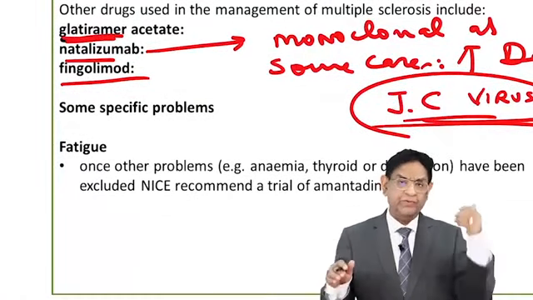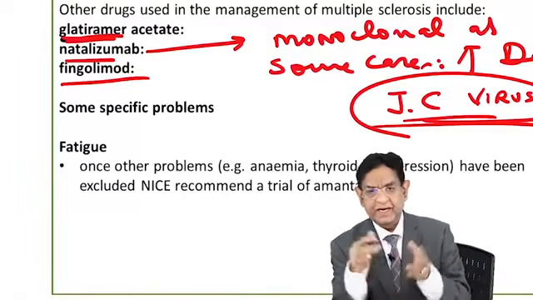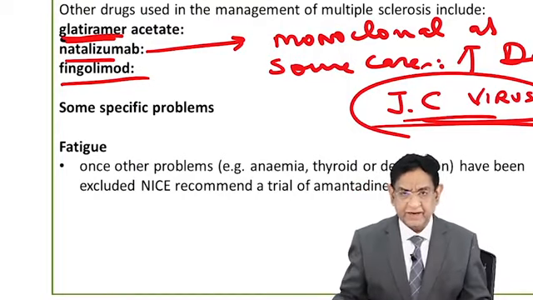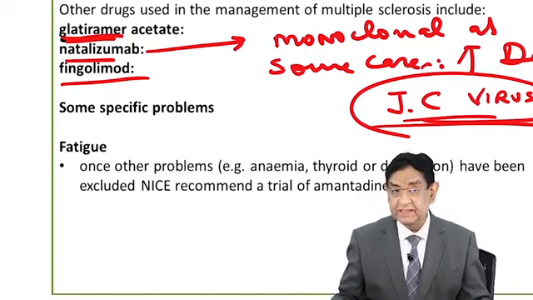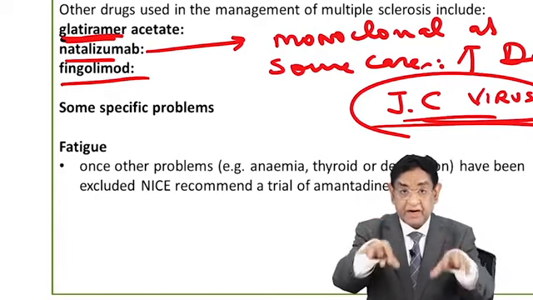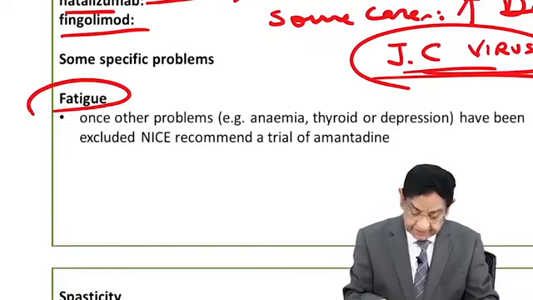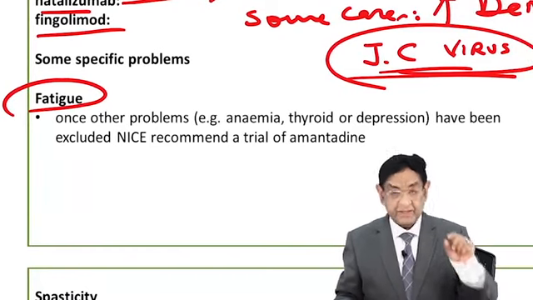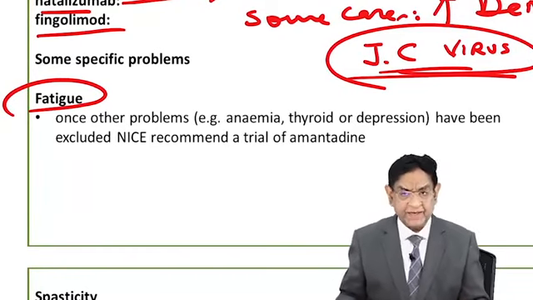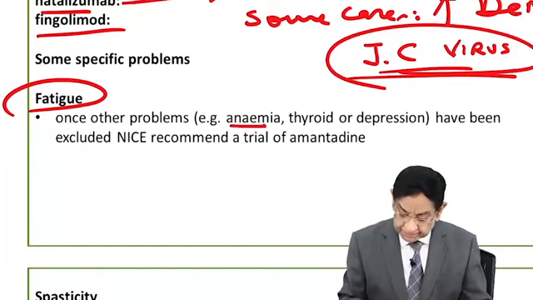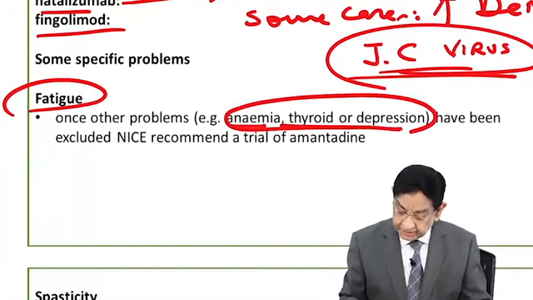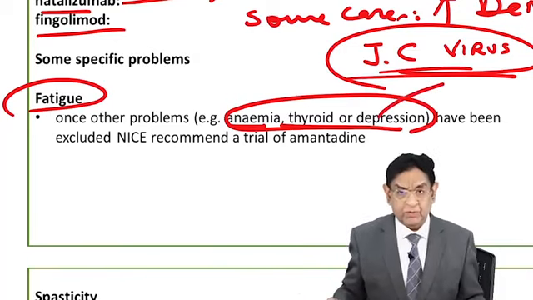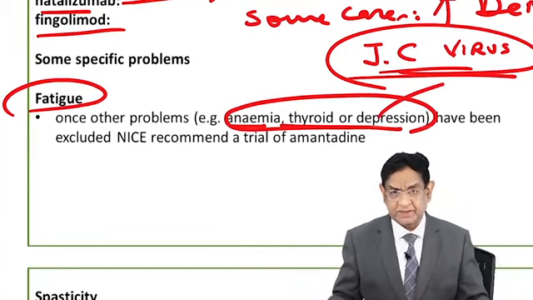So we learned how to manage an acute attack, and we learned what all drugs we can give as a prophylactic drug. But there are so many other things that the patient needs to be treated for right now. Fatigue. I told you fatigue is a big problem. And before we really talk about fatigue treatment, rule out anemia, thyroid or depression. These patients are really depressed. Why? Because they have been suffering from one problem or another.